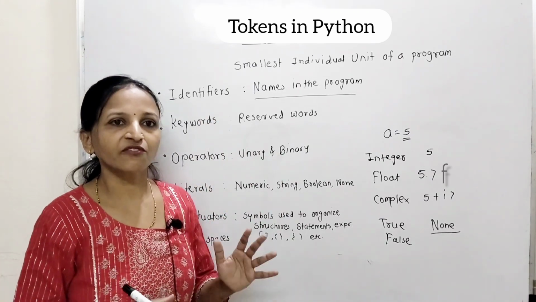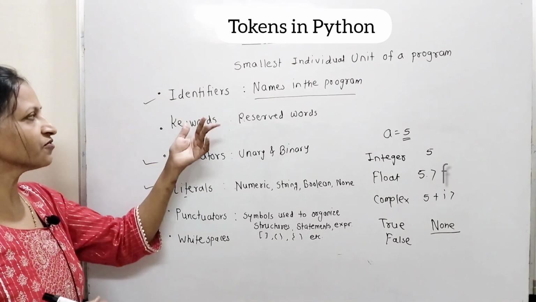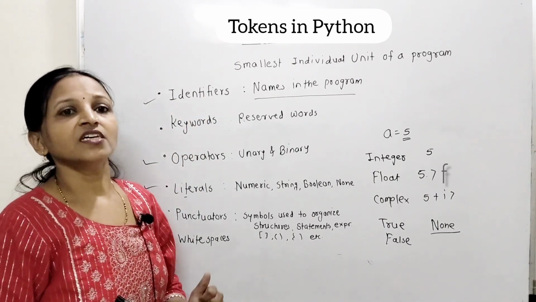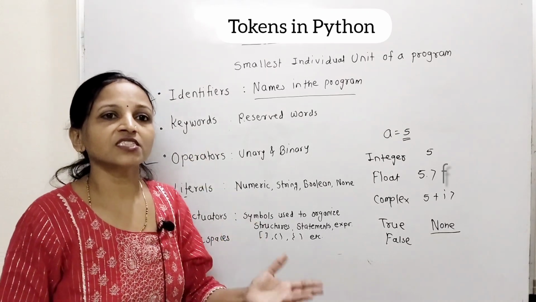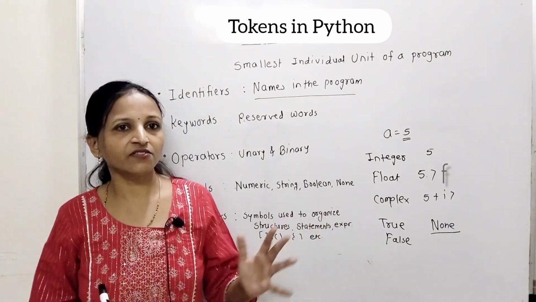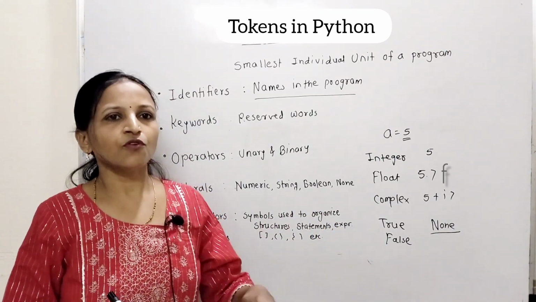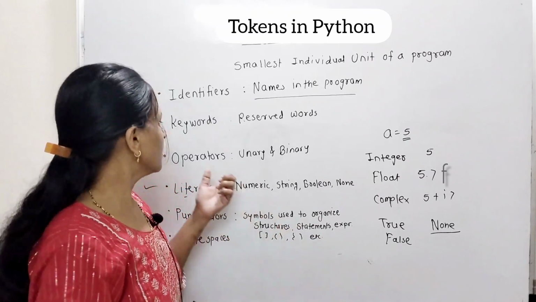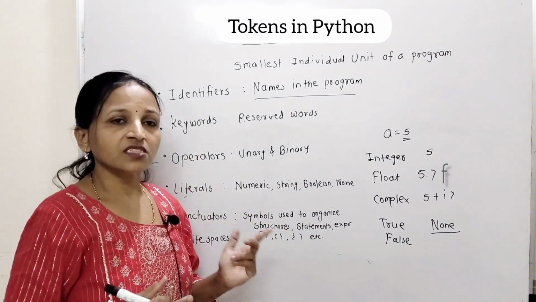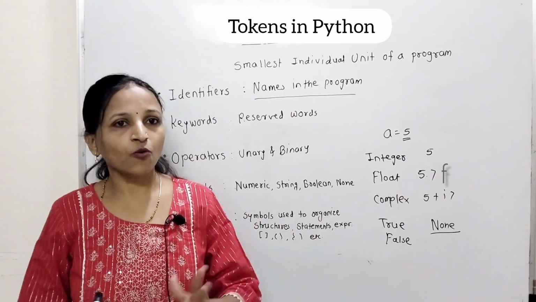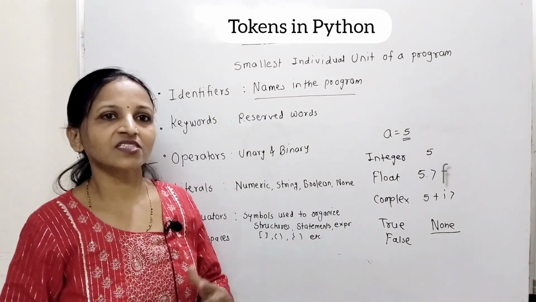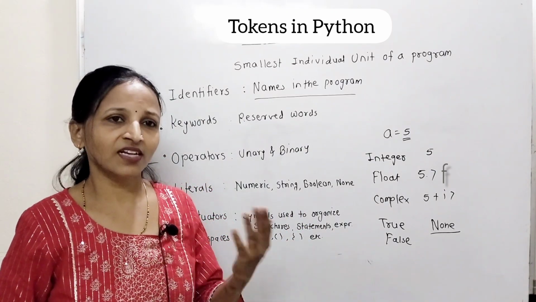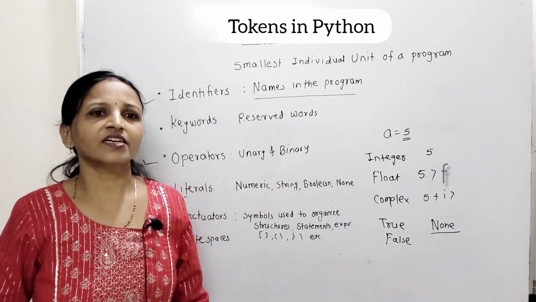But there are basically 5 types of tokens. Identifiers are the names given to program elements. Next, keywords. Keywords are the words reserved by the language. There are 33 keywords in Python, like if, for, break, while. Next is operators. The symbols which act on operands are nothing but operators. There are unary and binary operators, like plus, equal to, less than, greater than, and so on.